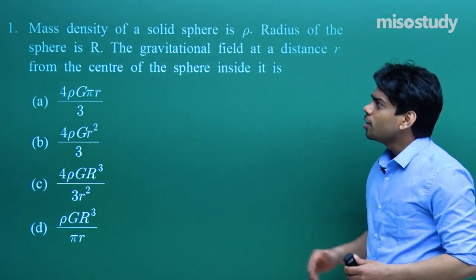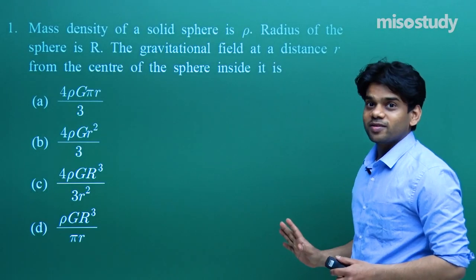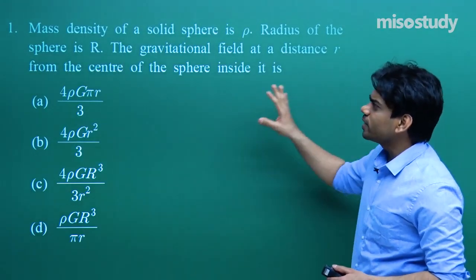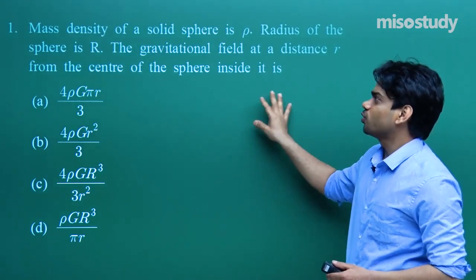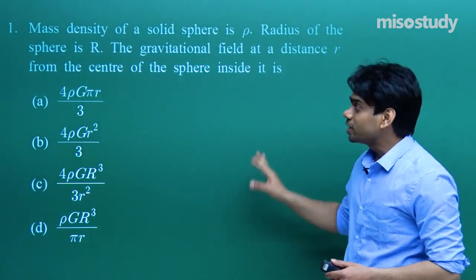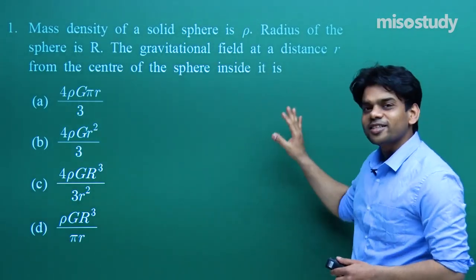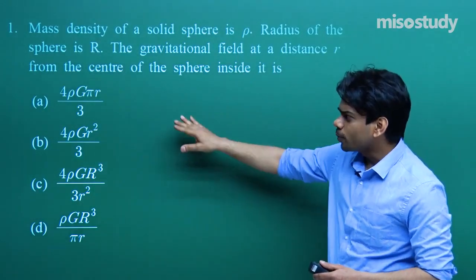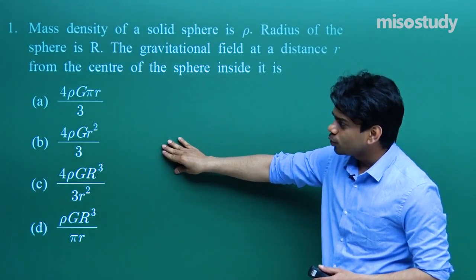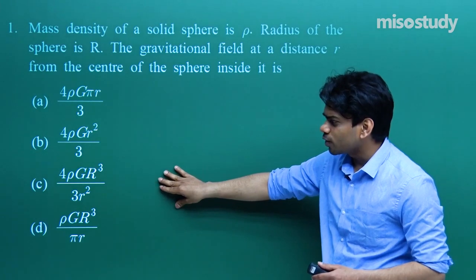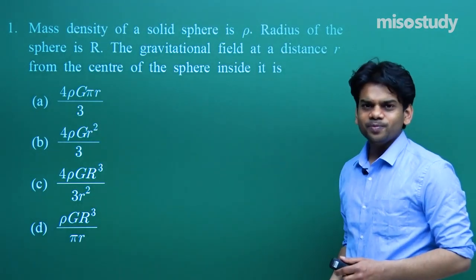The first question: the mass density of a solid sphere is rho. Its radius is capital R. The gravitational field at a distance r from the center of the sphere, inside it, is? Based upon its mass density, we have to give the gravitational field at a distance r from the center. Option A, 4 rho g pi r by 3. B, 4 rho g r square by 3. C, 4 rho g r cube by 3 r square. D, rho g r cube by pi r.